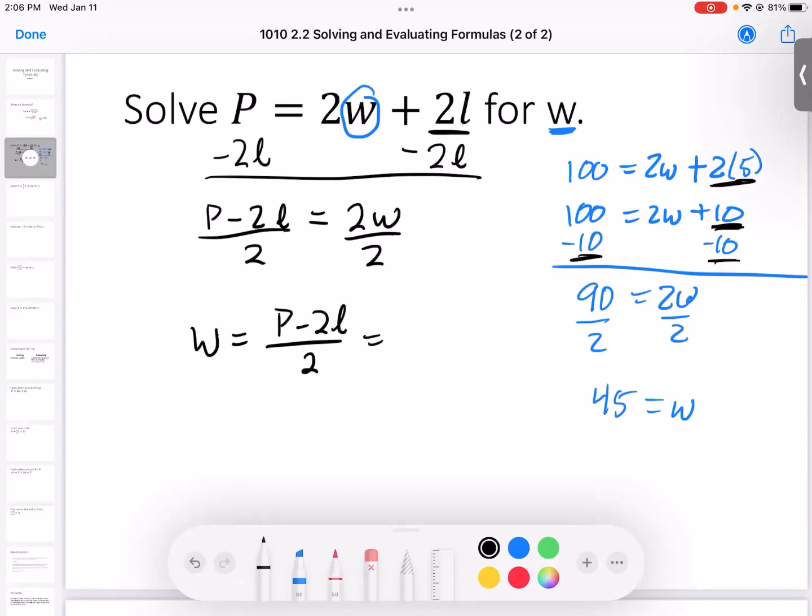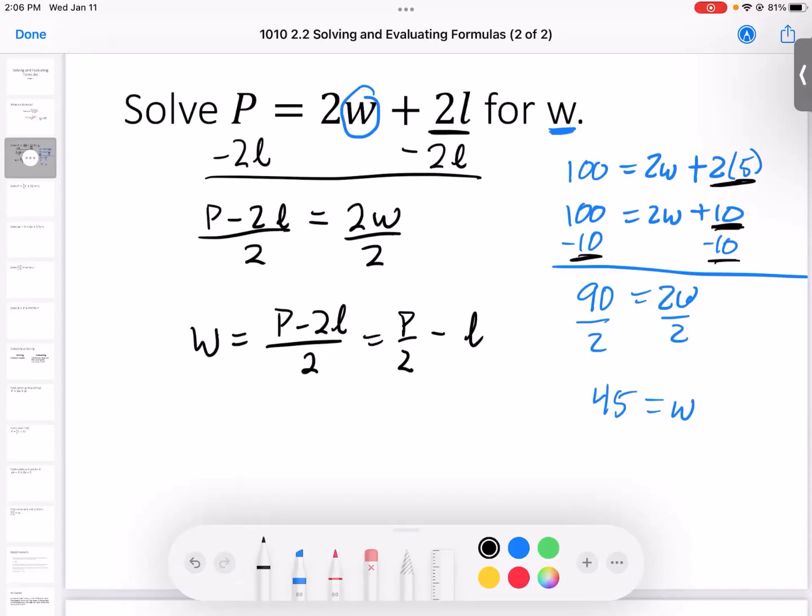division distributes just like multiplication does. So if you wanted to, you could do P divided by 2 and negative 2L divided by 2, which would give you P halves minus L. Because P divided by 2 is P halves, and negative 2L divided by 2, 2 divided by 2 is 1, so you just get negative L. So either one of those answers would be acceptable, because in both cases, you've solved for W.